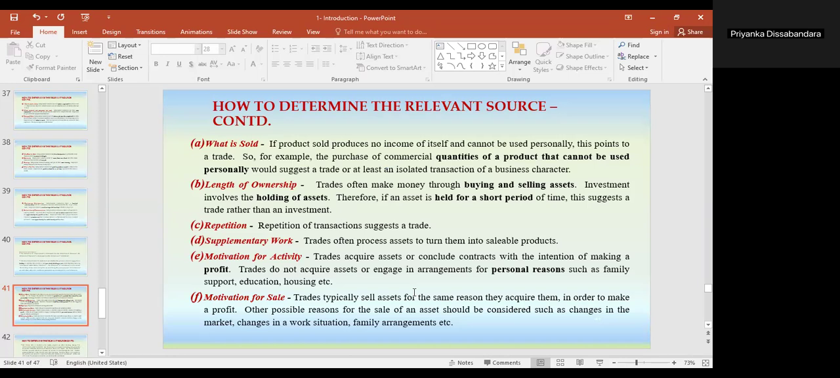Then length of the ownership. If the length of the ownership is a very short period, that means we are not holding assets. Holding an asset means it should be categorized under investment income. That is why we consider the length of ownership. If the length of ownership is very limited, a very small period, very few days, then it will be a business.